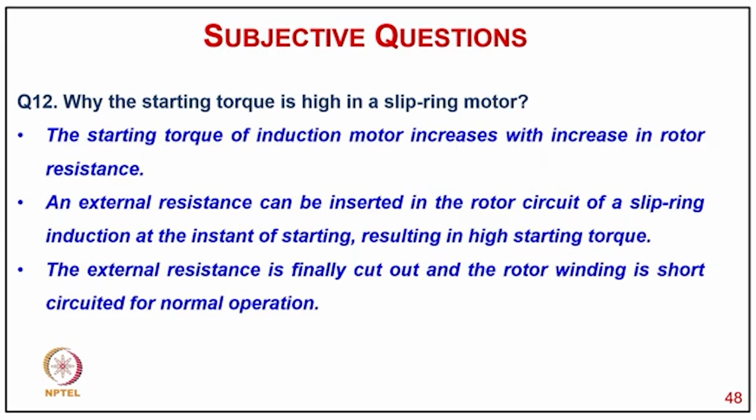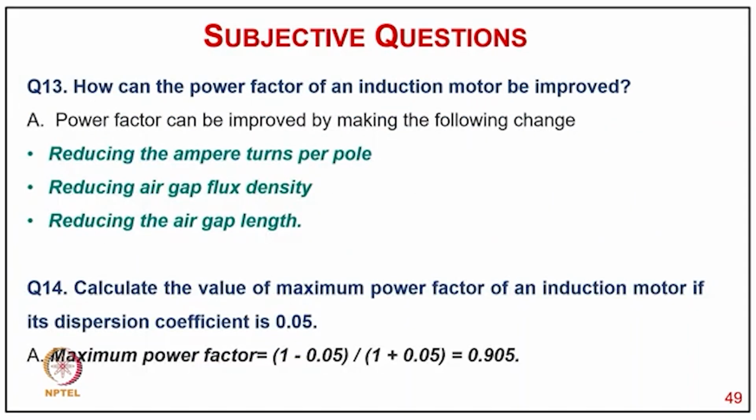Now, question 12: why is the starting torque higher in slip ring? The starting torque of slip ring induction motor can be increased by increasing the rotor resistance, and external resistance can be inserted in the rotor circuit of slip ring at the instant of starting, resulting in higher starting torque. The external resistance is finally cut out and the rotor winding is short circuited for normal operation.